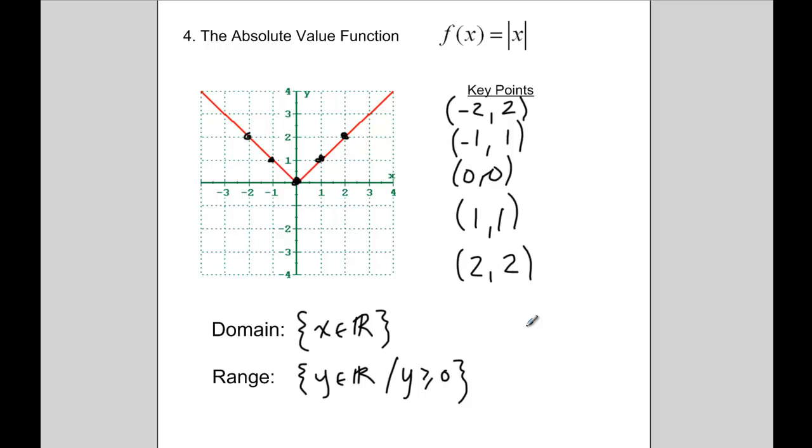Now, that's not to say that this function will never have y values that are less than 0, because remember, this is just the parent function. We're going to be taking these functions and we're going to be putting some transformations on them, like stretching them, compressing them, translating them up, down, left, right, or even reflecting them over the x-axis or the y-axis. So it is possible for an absolute value function to have a range where y values are less than 0, but not the parent function. The parent function will always have y values greater or equal to 0.